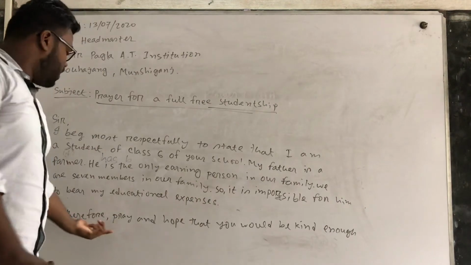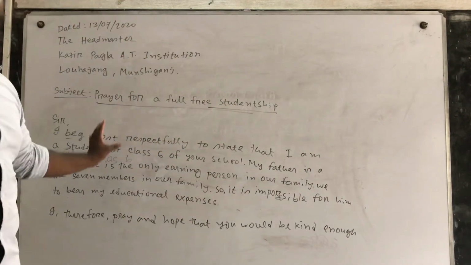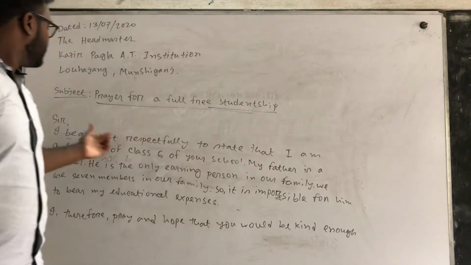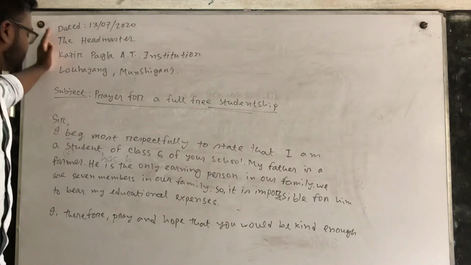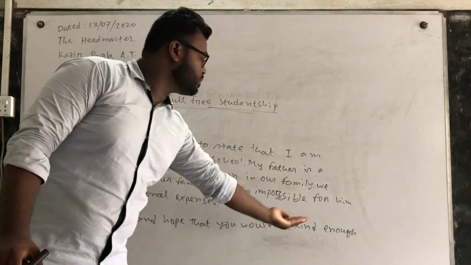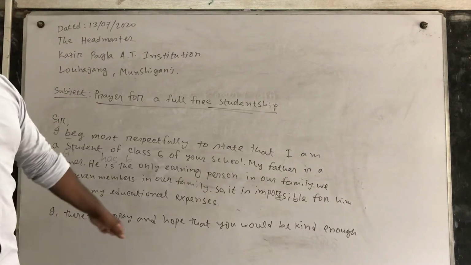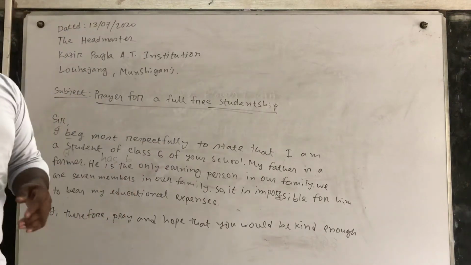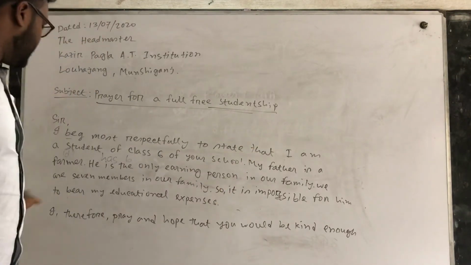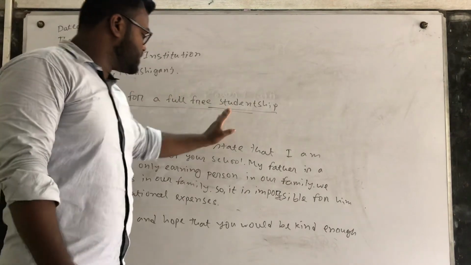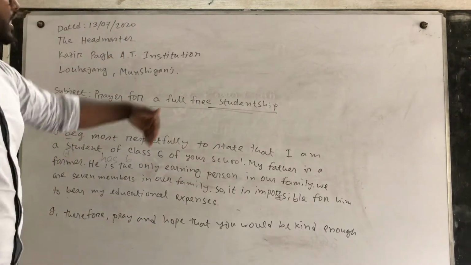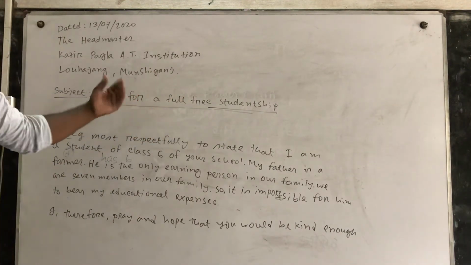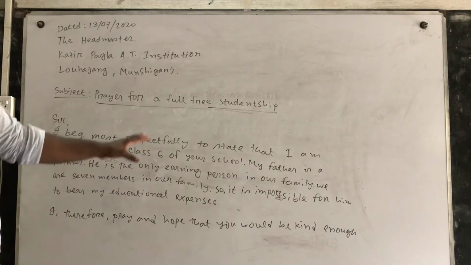This is the common or general thing in all applications which you write to your headmaster for praying anything. Like this first line, like this heading, I therefore pray and hope that you would be kind enough will be the same. It will be the general thing that you will use in each and every application. Then, now I want a full free studentship, so I am requesting my headmaster to grant me a full free studentship.